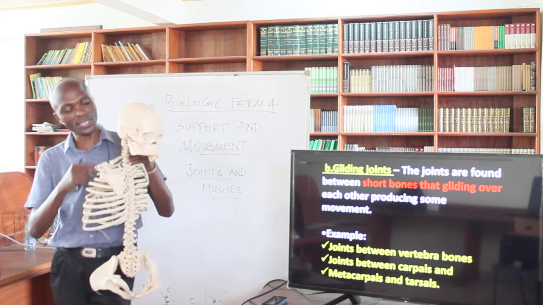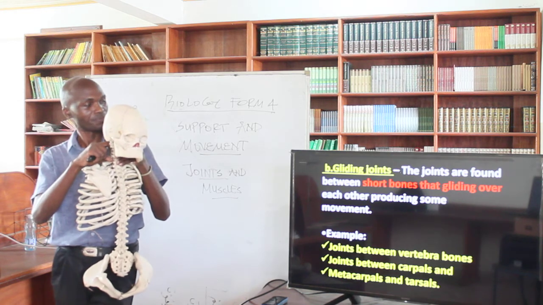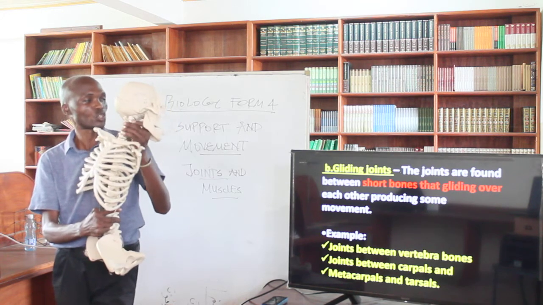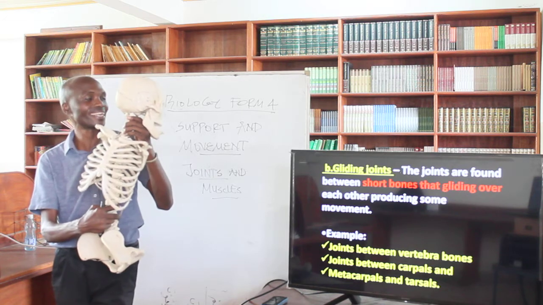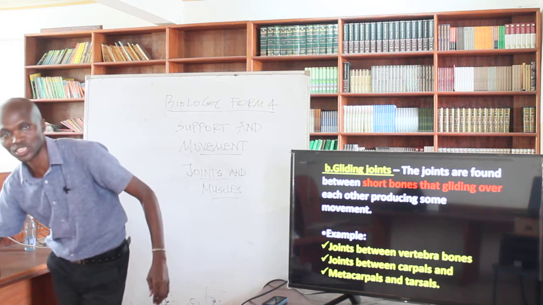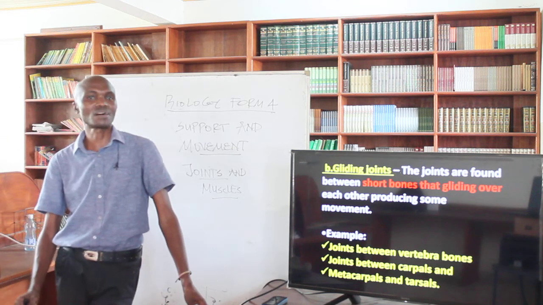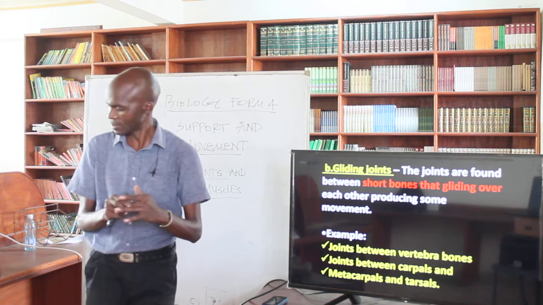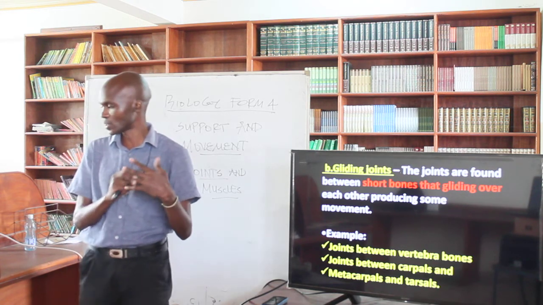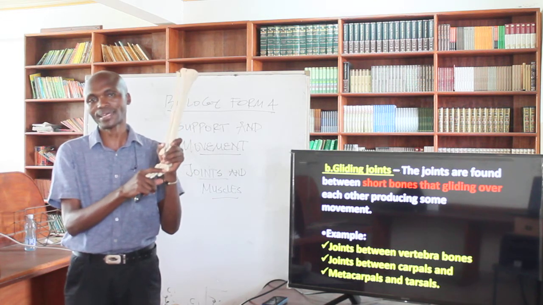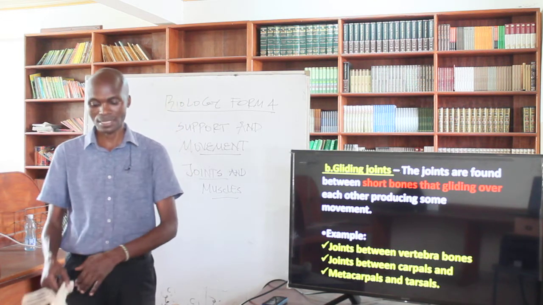The movement between the vertebrae actually allows very limited movement, so we call that gliding. These are examples of gliding joints. Thus we have movement between the carpals, the finger joints, and the toes and the leg, the metacarpus and metatarsus.